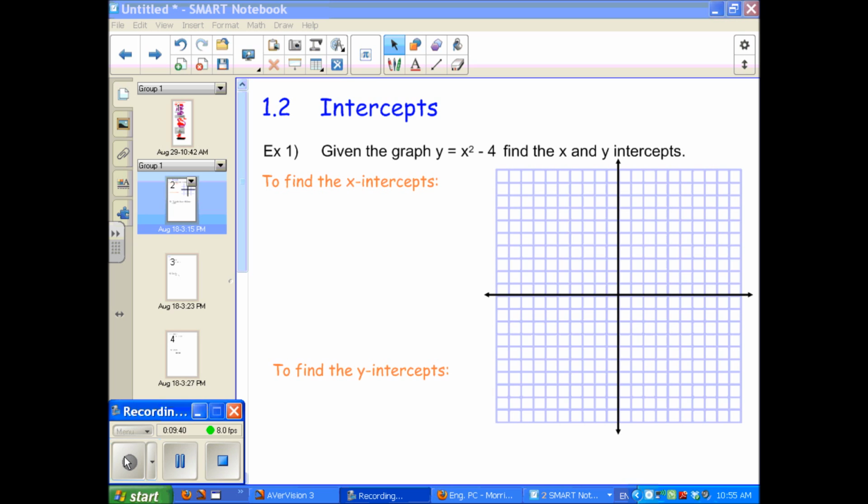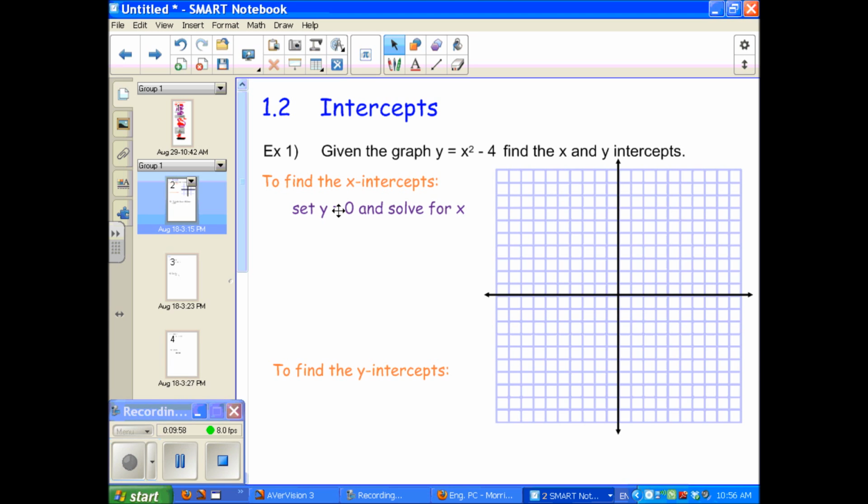Finding intercepts. Given the graph y equals x squared minus 4, find the x and y intercepts. How do you ever find the x-intercepts of anything? Set y to 0, right? Okay, so to find the x-intercepts, set y equal to 0, and then figure out what x is. So here, we're going to set y equal to 0, and then solve for x.